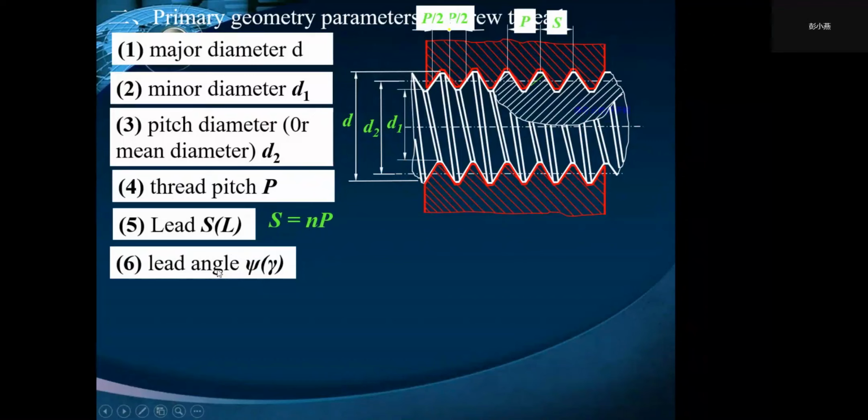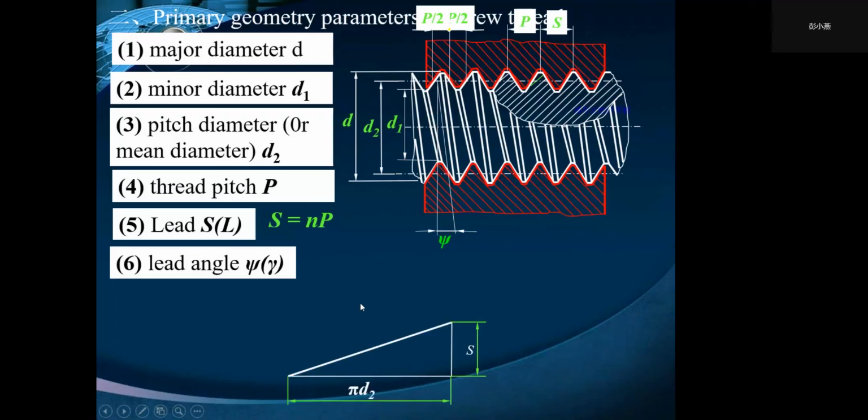And lead angle gamma or psi. Lead angle is the angle between the perpendicular of the screw axis and the rise of the thread. For lead angle, we have this relationship.